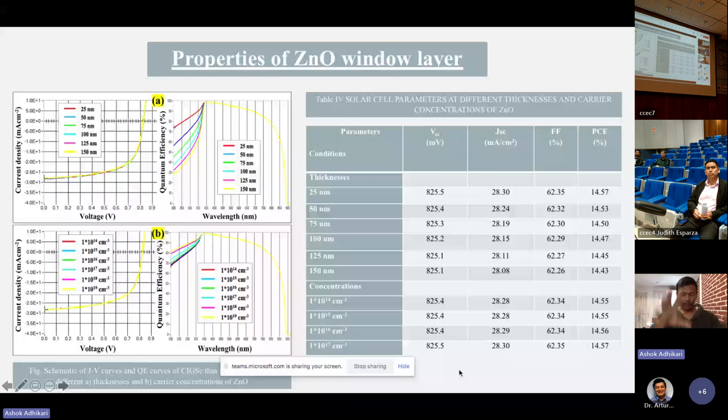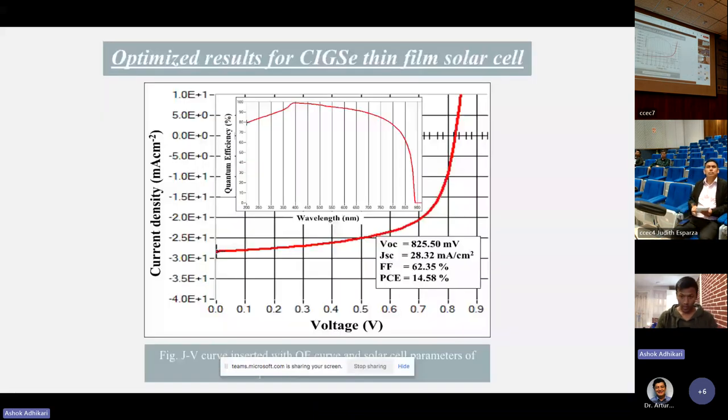So after these three sections, we have optimized the best conditions and obtained the open circuit voltage of 825.50 millivolt, short circuit current density 28.32 milliampere per centimeter square, fill factor 62.35, and efficiency 14.58, which is using the B2O5.